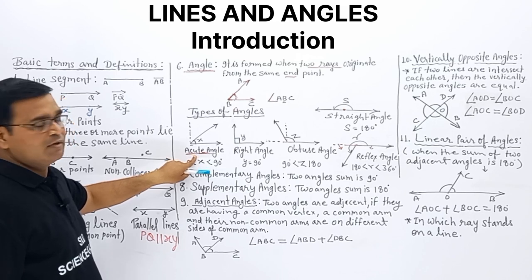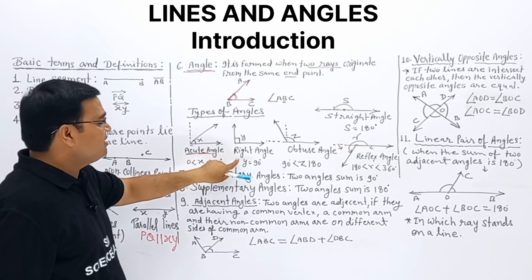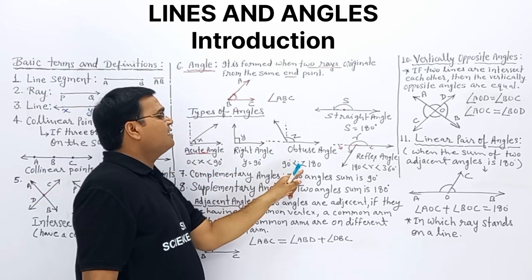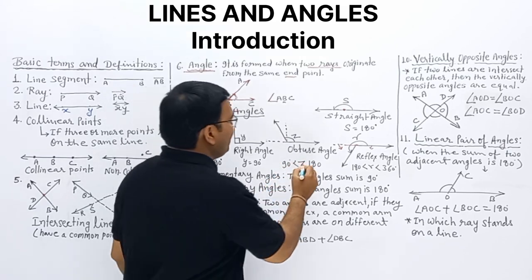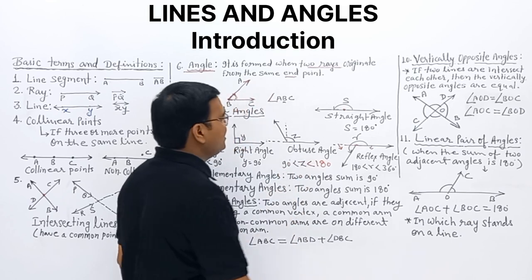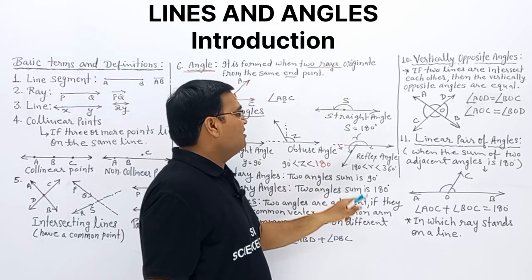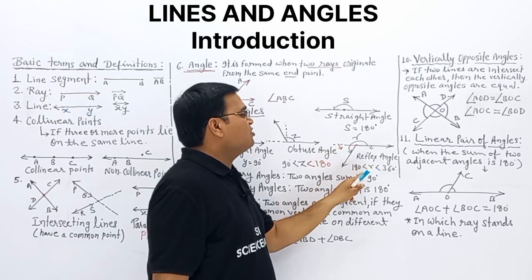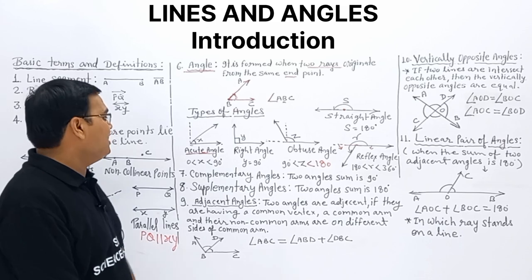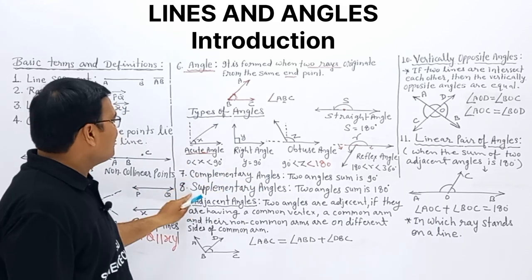Acute angle is below 90, greater than 0 and below 90. 90 degree angle is what? Right angle. Greater than 90 and less than 180, what angle are we getting? Obtuse angle. 180 degrees we get a straight angle, above 180 and below 360 we get a reflex angle, and complete angle is what? 360 degrees. Clear?